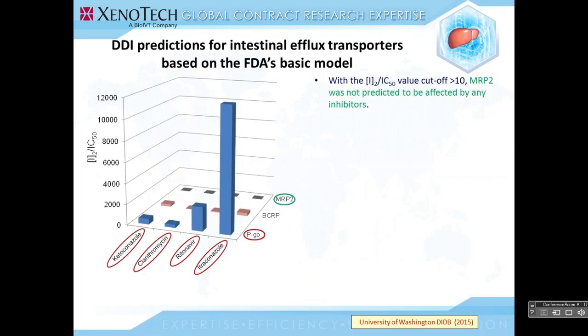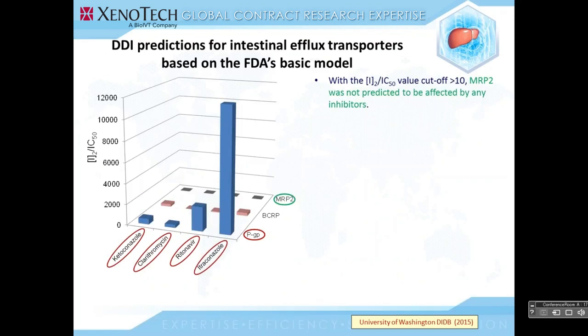The final graph here is looking at the DDI predictions for intestinal efflux transporters based on the FDA's BASIC model. So this looks at I2 over IC50, and I2 is defined as the dose of the drug over 250 mL. The cutoff value is 10 here.